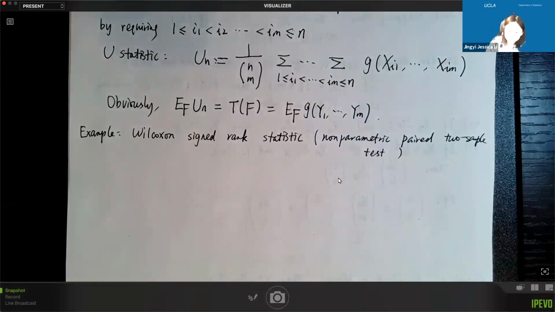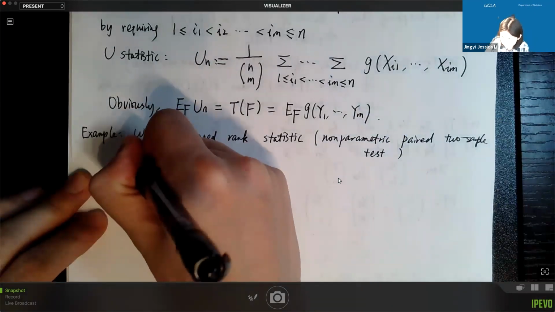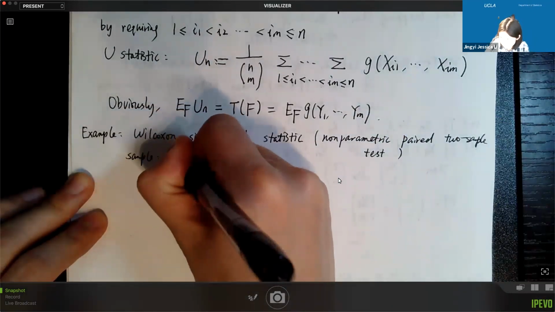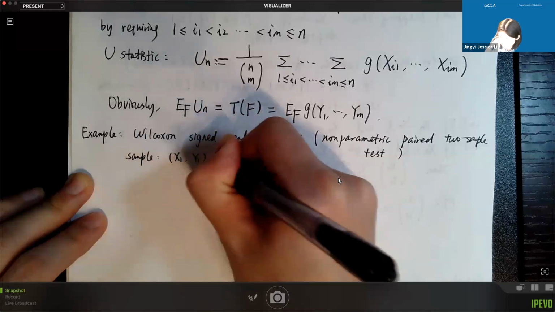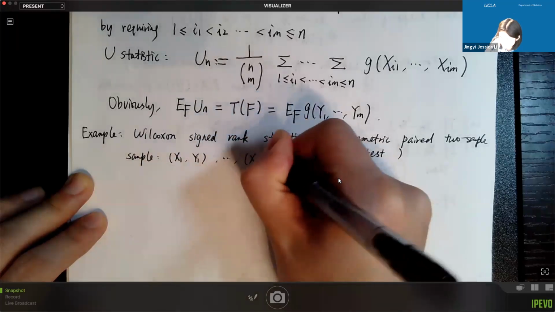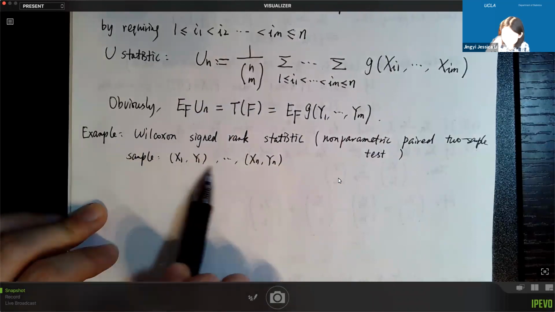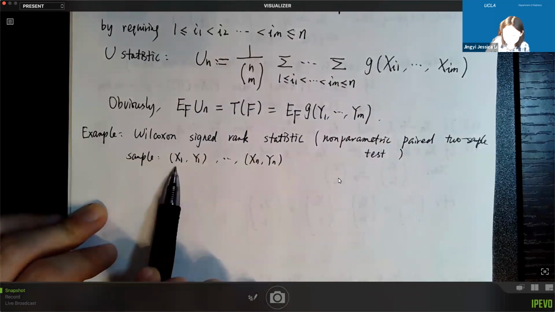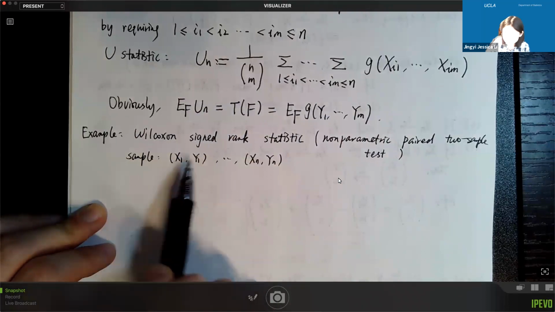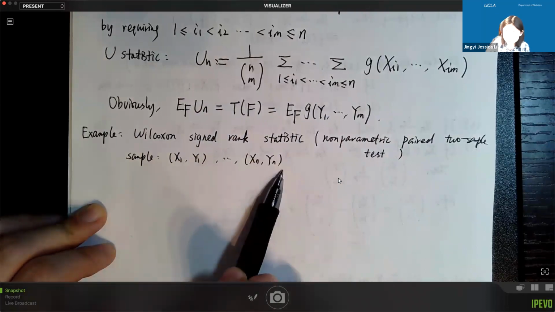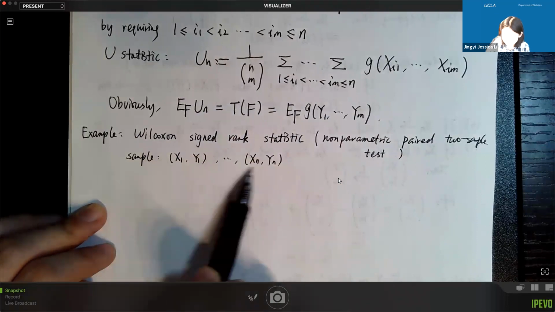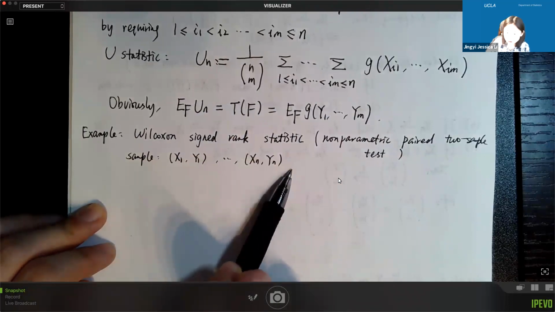So let's see what it does. When we say paired two-sample test, we mean that our sample is paired. We write our sample as (x1, y1) to (xn, yn). We still have n IID observations, but each observation in the sample is a pair, (x1, y1) up to (xn, yn). In this case, x1 to xn and y1 to yn are all scalars.